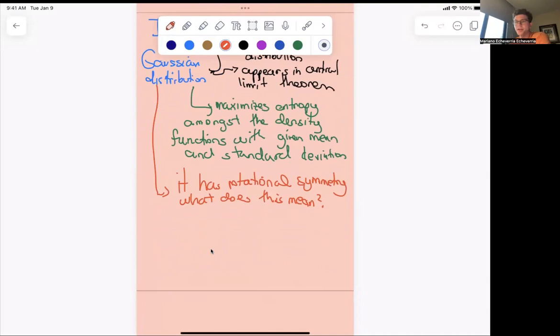But that's a concept that requires two variables. If you only live in one dimension, there's not a good way to say that an object has rotational symmetry. So in this case, it means that you would have a density function for two variables. You have two random variables which are independent. That's how you would start here.